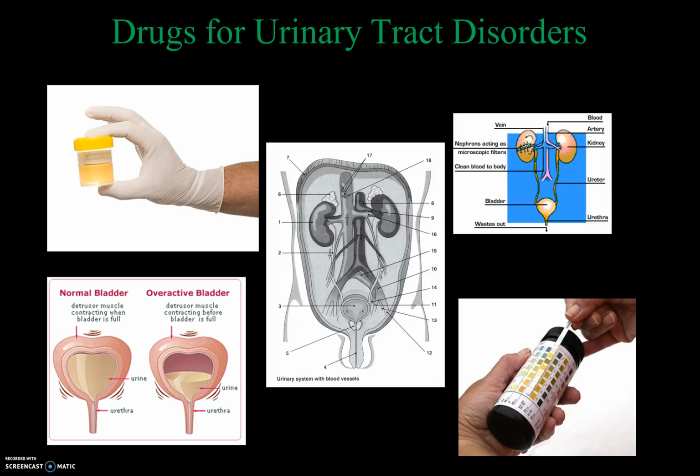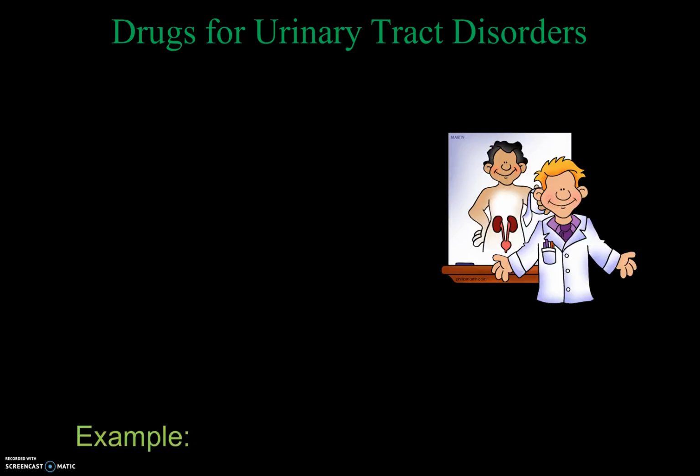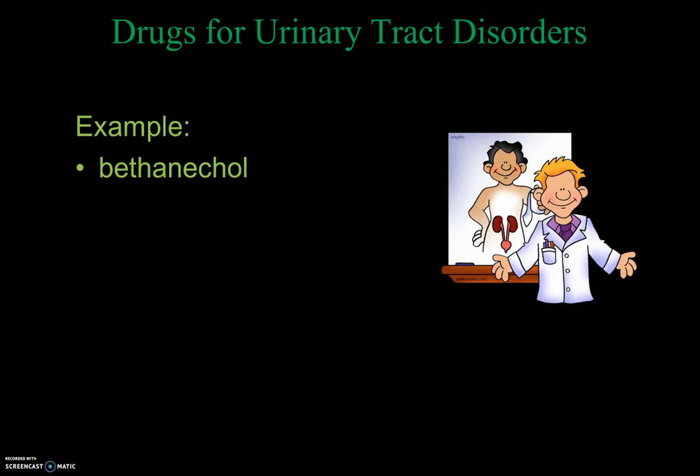There are also drugs that can be used in this category for pain and burning in urination, called urinary analgesics, or drugs that stimulate the bladder by initiating contraction of the detrusor urinary muscles, such as urinary stimulants, or antispasmodics that can be used for urinary tract spasms as the result of an infection or an injury. An example of this kind of drug category would be bethanechol.